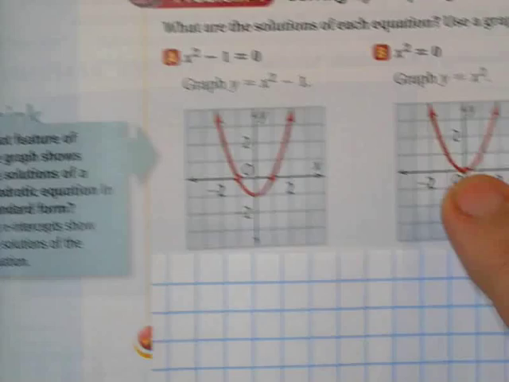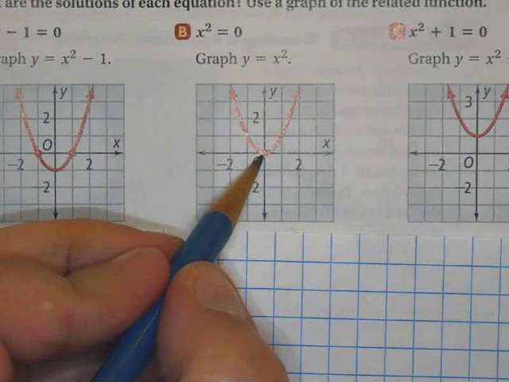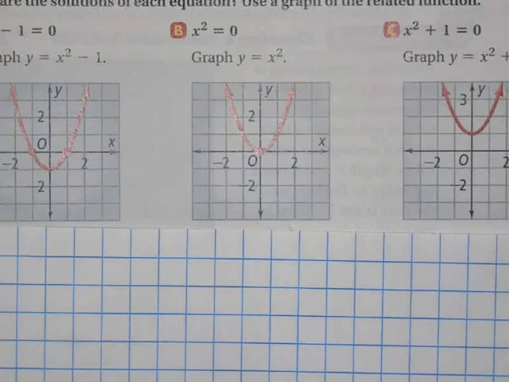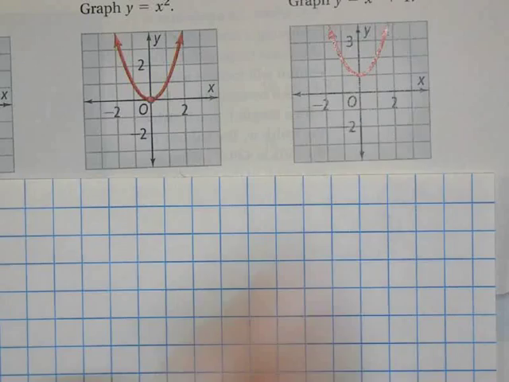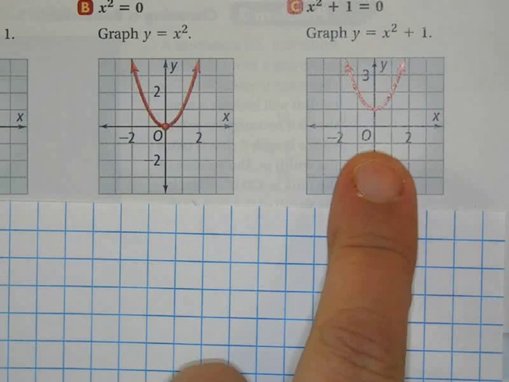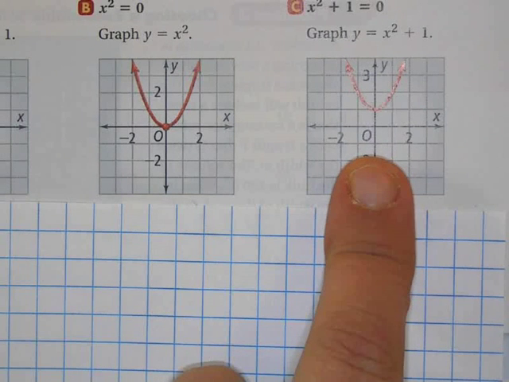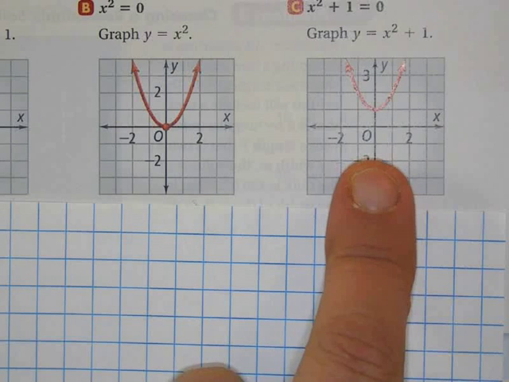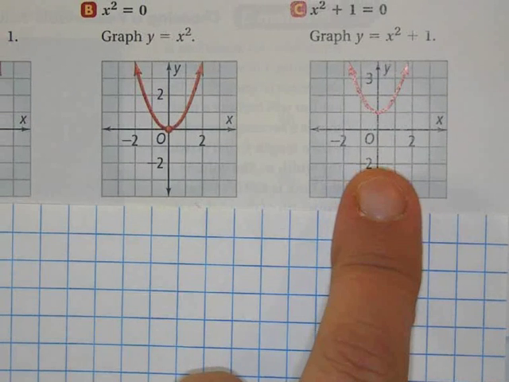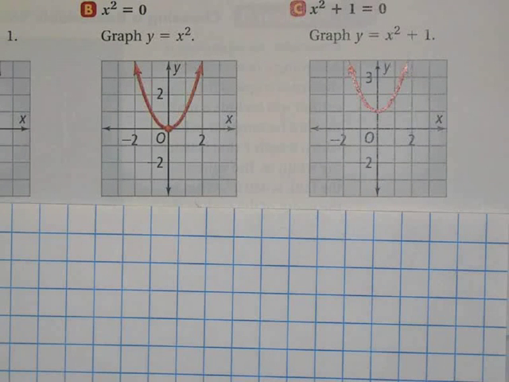What about this one? How many times does this one cross? Just 1, and that's when x equals 0. So this only has 1 solution. What about this? It didn't cross at all, so is there any solution? No! It did not cross the x-axis. There is no x that will make that equal to 0, because it won't ever touch it. So when a question comes up like that, I just say no solution.